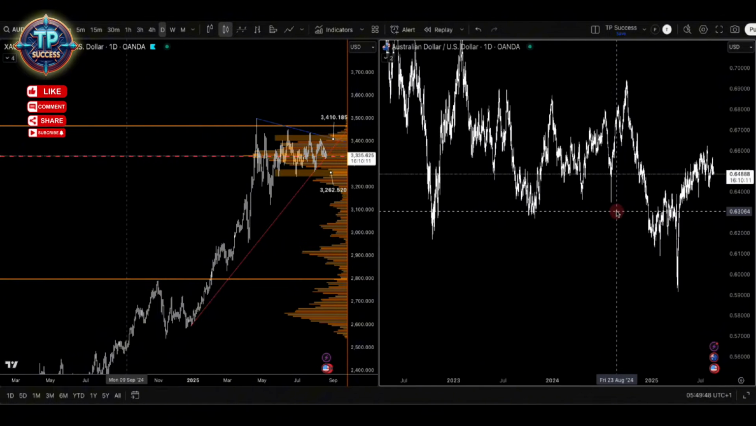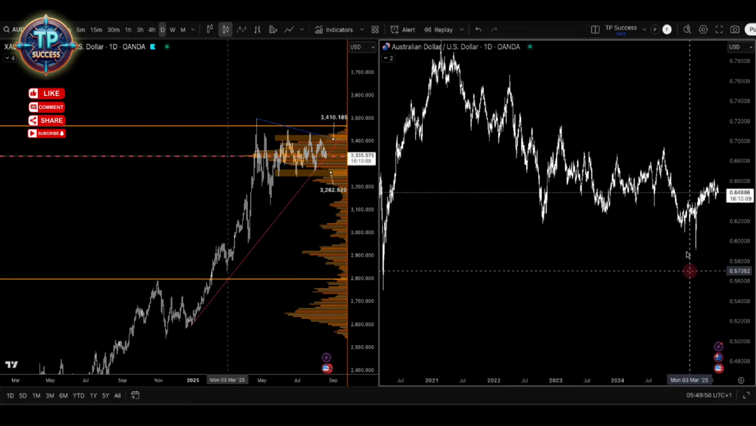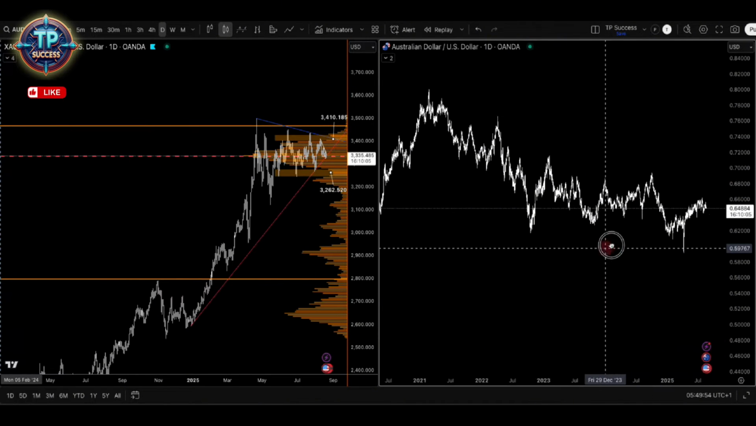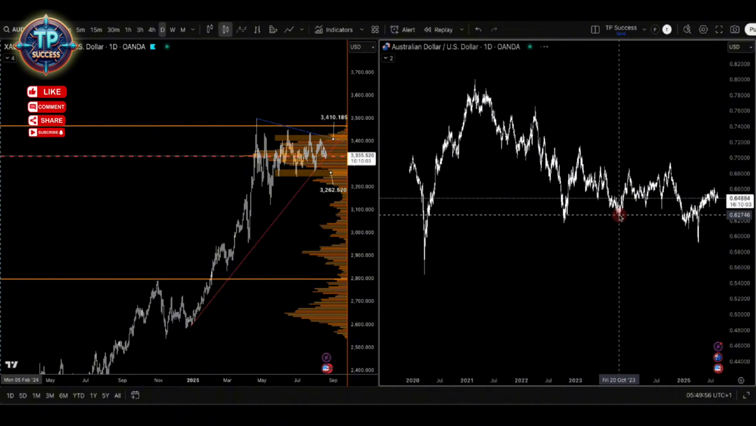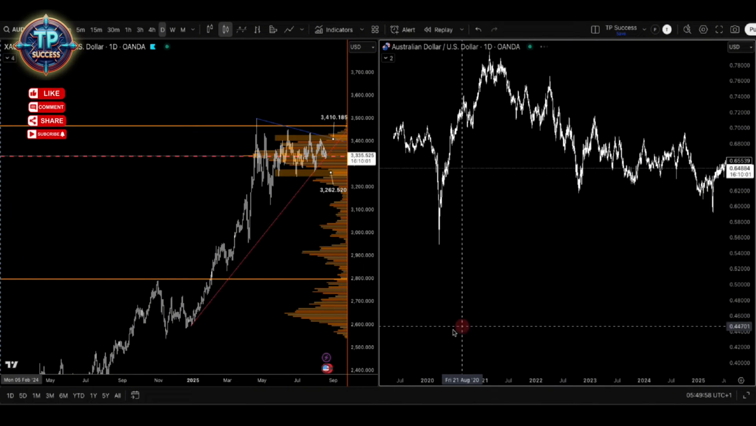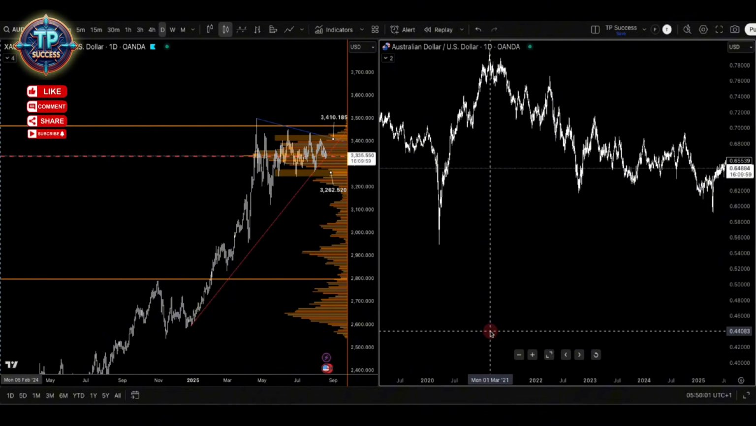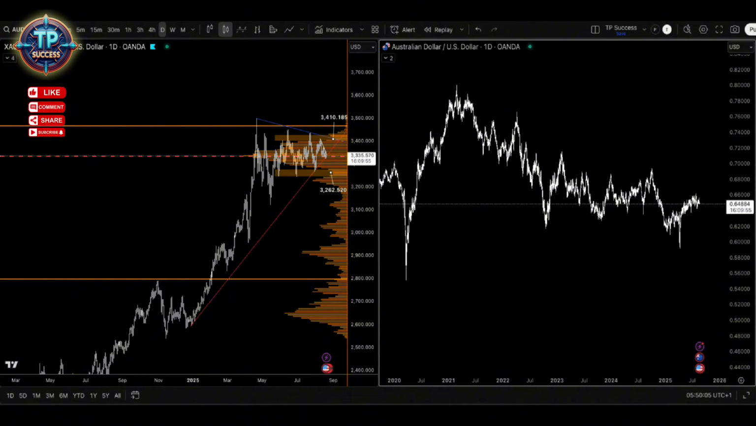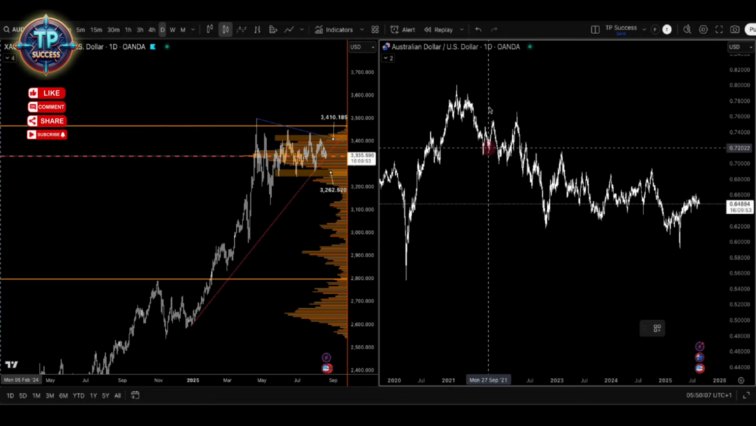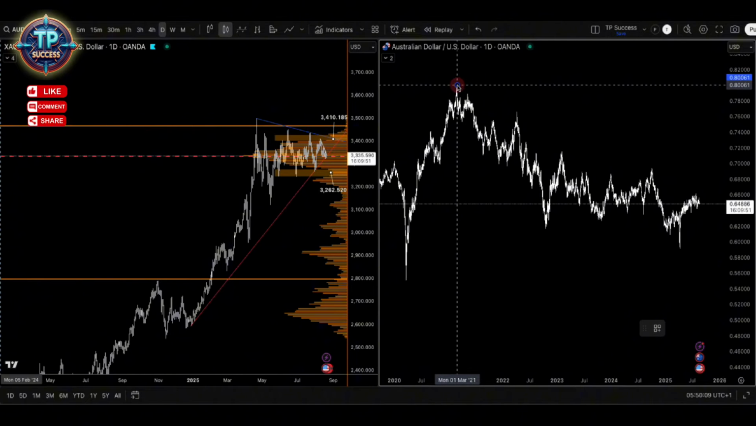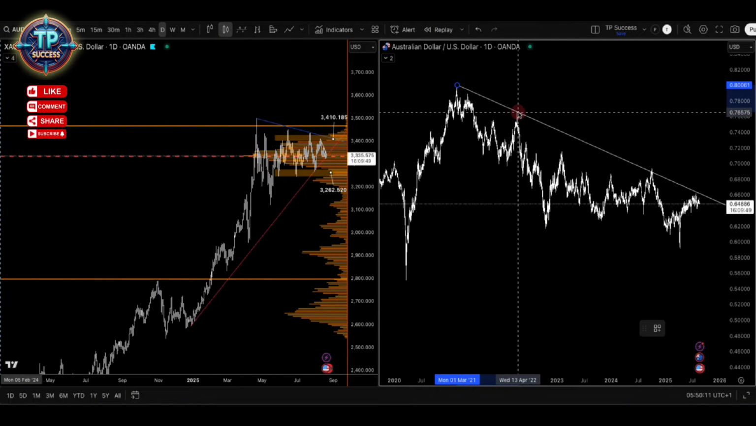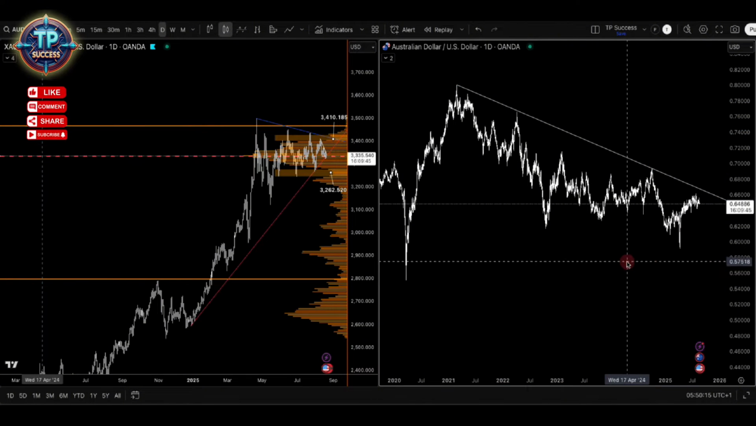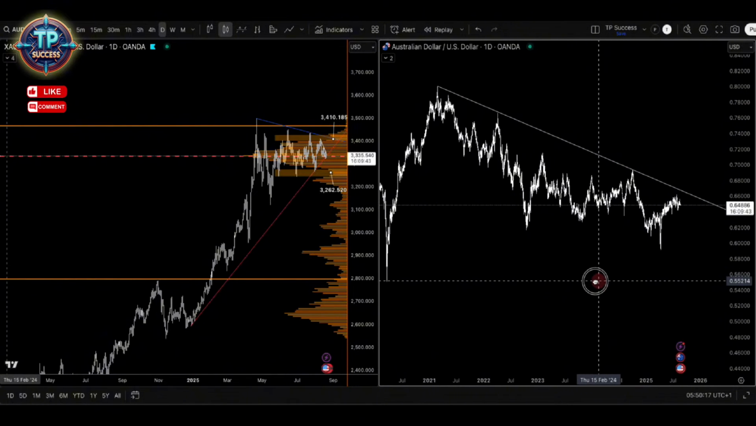So as we can see here, Aussie dollar has been in a solid downtrend for a couple years now. Since 2021, it's been in a downtrend, right? So it's relatively easy to trade.